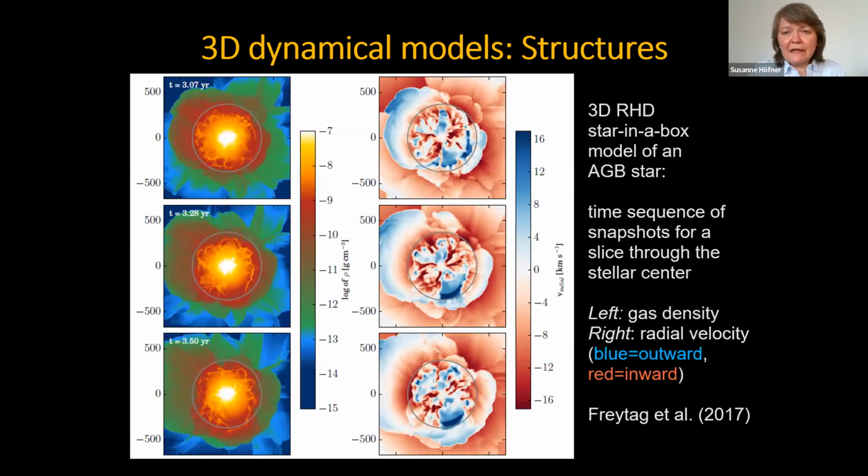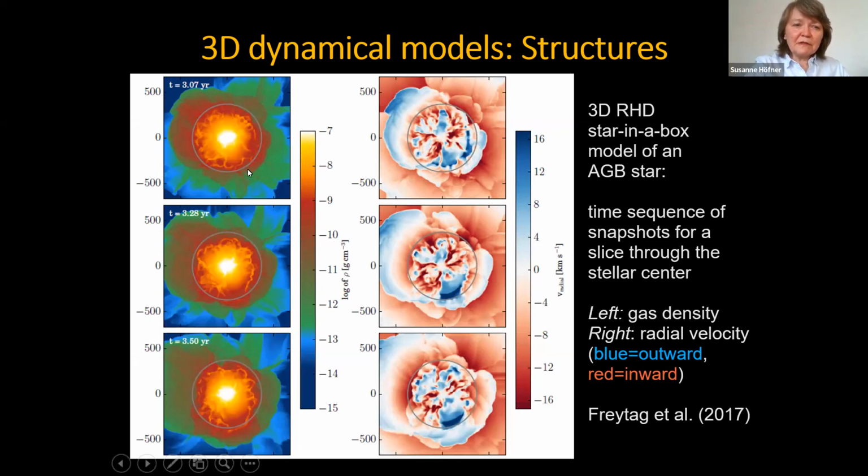The question is, are these things connected to pulsations? The way to analyze this is to look at the structure of the models, the interior structure of the models. What I show here is a sequence of density slices through the center of the computational box.